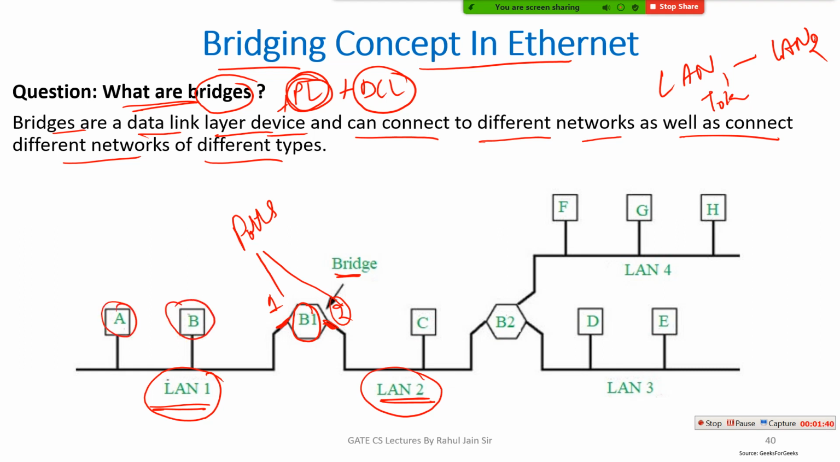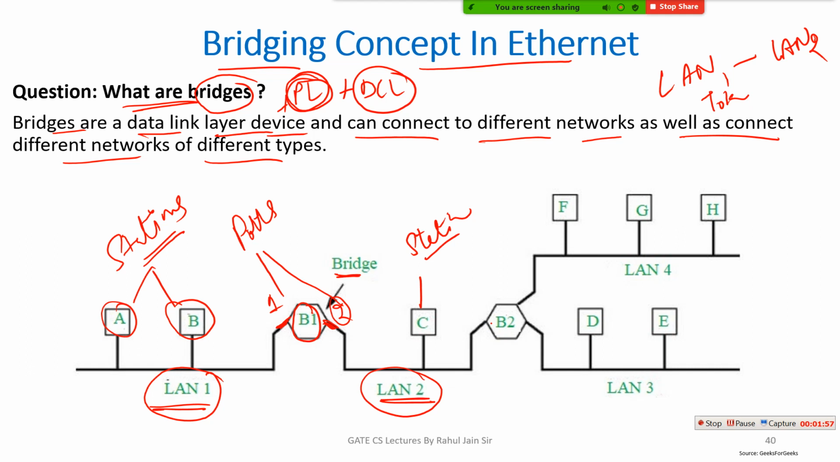This A and B, I will term as stations. So LAN 1 has two stations, A and B. LAN 2 has one station, that is C.